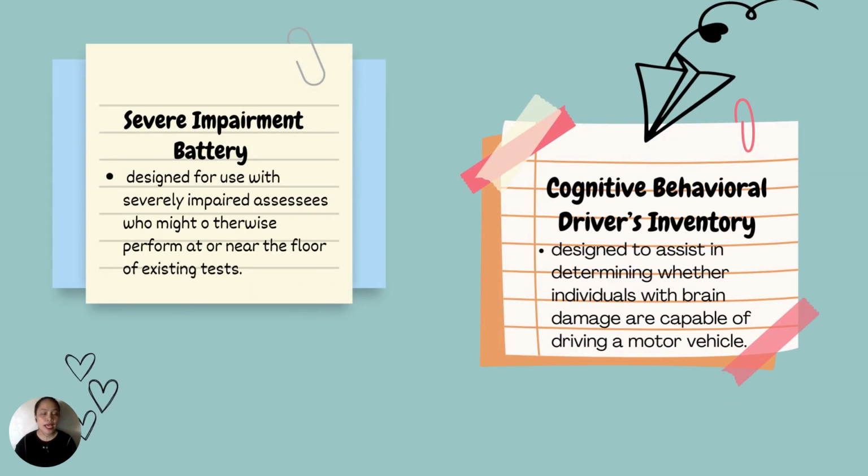The fourth one is the Severe Impairment Battery. It is designed for use with severely impaired assessees who might otherwise perform at or near the floor of existing tests. Now, the fifth one, or the last one, is the Cognitive Behavioral Driver's Inventory, which was specifically designed to assist in determining whether individuals with brain damage are capable of driving a motor vehicle.